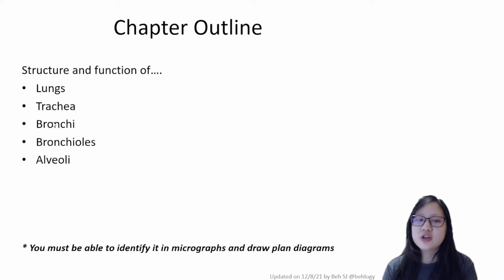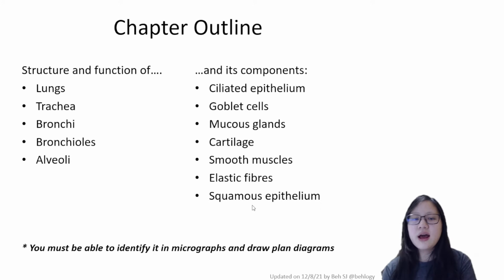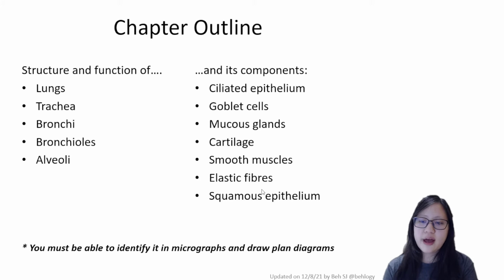So we have lungs, trachea, bronchi, bronchioles, alveoli here, which are our main structures. And we need to know all its components as well and what their functions are. We also have to identify them in micrographs and draw plan diagrams. So in this chapter, you'll see a lot of images, a lot of micrographs, so that we can train our eyes to identify those separate tissues.